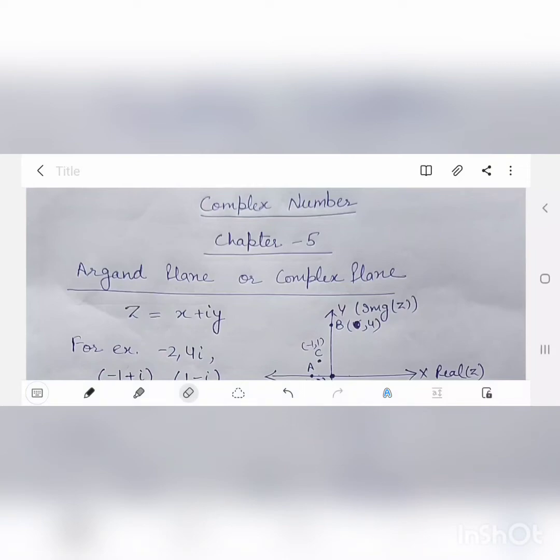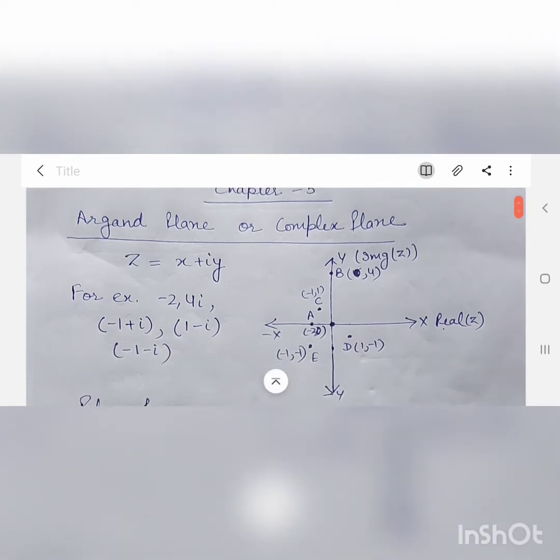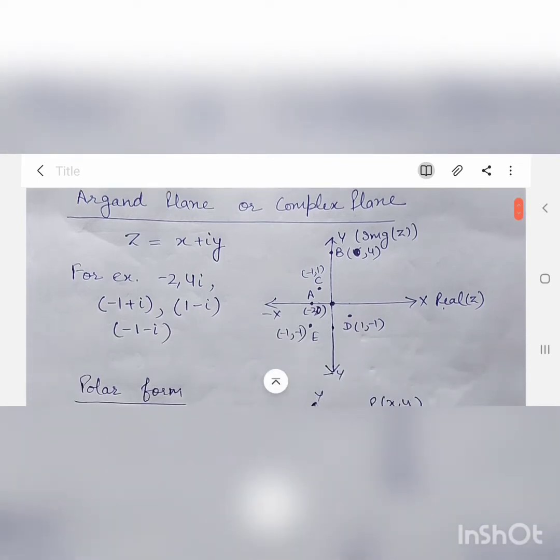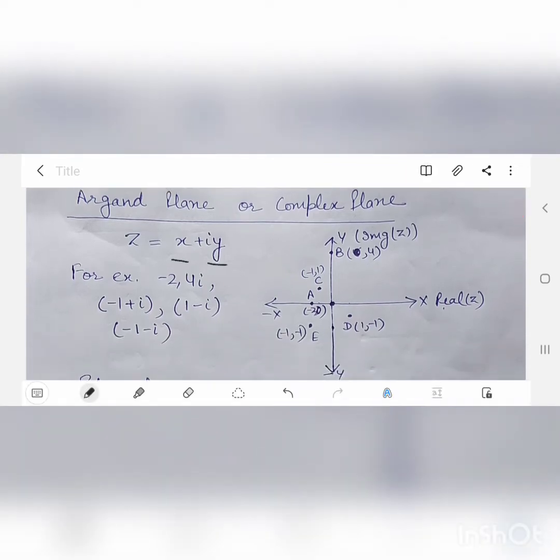Hello friend, today I am telling about complex numbers and the topic is the Argand plane. This is also known as the complex plane. We know that z is equal to x plus iy. Then we represent x and y on the complex plane. How to represent? We take the x-axis and y-axis. The x-axis we take as the real part of z and the y-axis as the imaginary part of z.